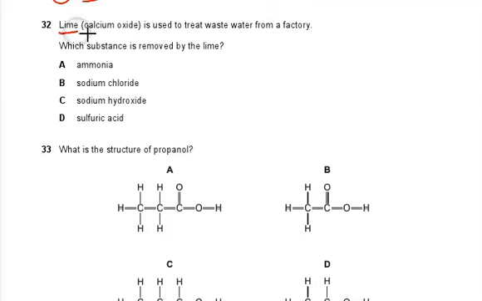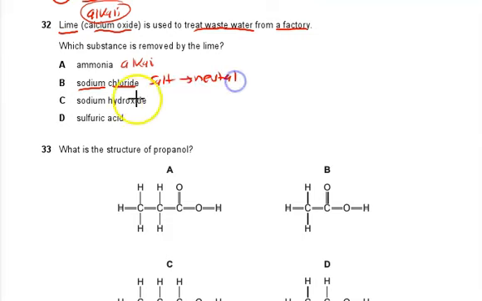The lime, which is calcium oxide, is used to treat wastewater from a factory. Which substance is removed by lime? So as you understand, calcium oxide is an alkali. Okay, it's an alkali. So now alkali can react with acid. So ammonia is an alkali, sodium chloride is a salt, so it is neutral. So you don't have any effects on it.